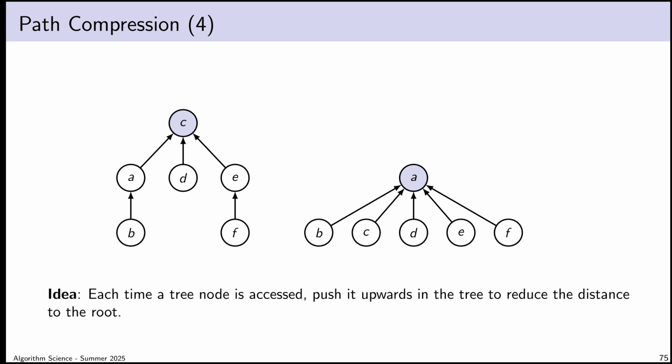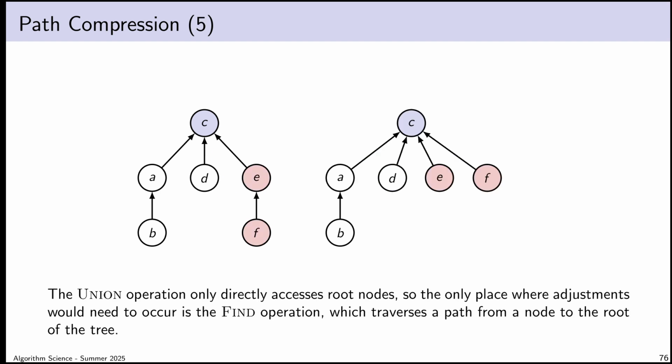So here's an idea. Every time I use a node, so let's say I run a find operation on F, let's just push it upwards in the tree. If I have to traverse this path anyway, why don't I also modify it so that there's a shortcut? Every time I have to traverse F, let's just set F to point directly to the root so that next time I use F, the path is shorter.